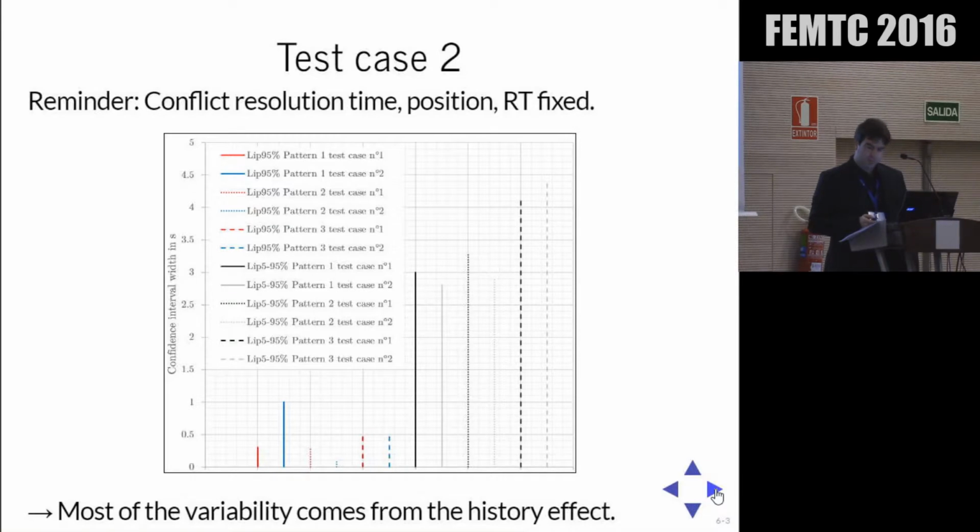Firstly, most of the variability comes from the history effect, because the difference between each part of each couple is very weak. And secondly, confidence interval variations are not intuitive, because at first sight it appears logical that test case number 2 has the smaller confidence interval width because the parameters are all fixed. But it is not the case for pattern number 1 for LIP 95% and for pattern number 3 on LIP 95%.